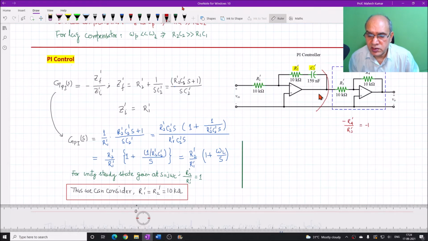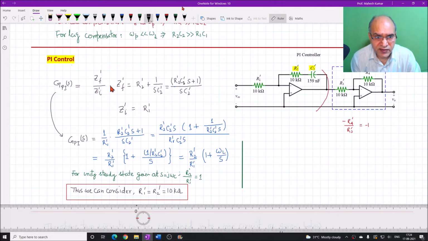The transfer function for this unit is given by minus Zf dash by Zi dash, again into minus 1, because the stage after this is a voltage follower stage. So this into minus 1 becomes simply Zf dash by Zi dash. Okay, so here the overall gain becomes positive. Therefore, we can remove this and simply put it as Zf dash by Zi dash.